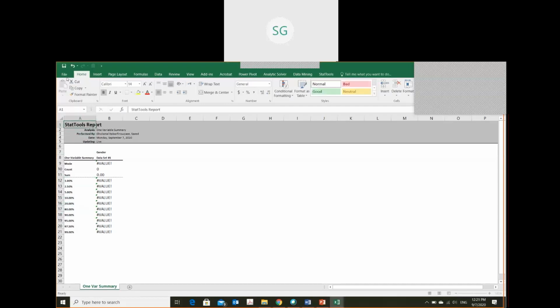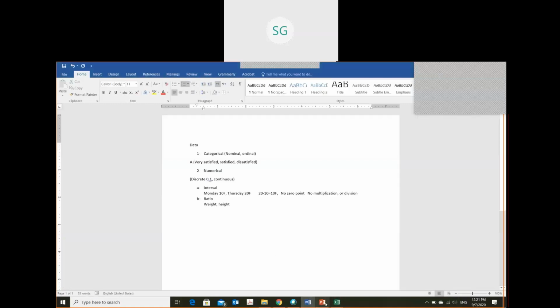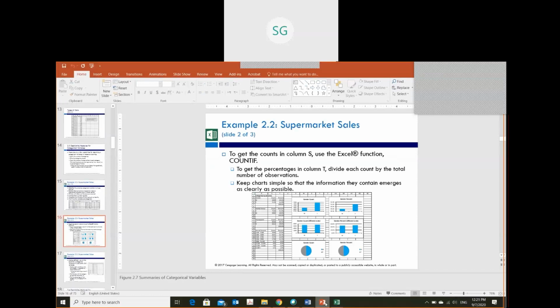Okay, it looks like StatTools cannot work with categorical data. So we will just use StatTools with numerical data. With categorical data, we can just use the COUNTIF function. So we use COUNTIF, and we can use different types of diagrams to report a categorical variable.